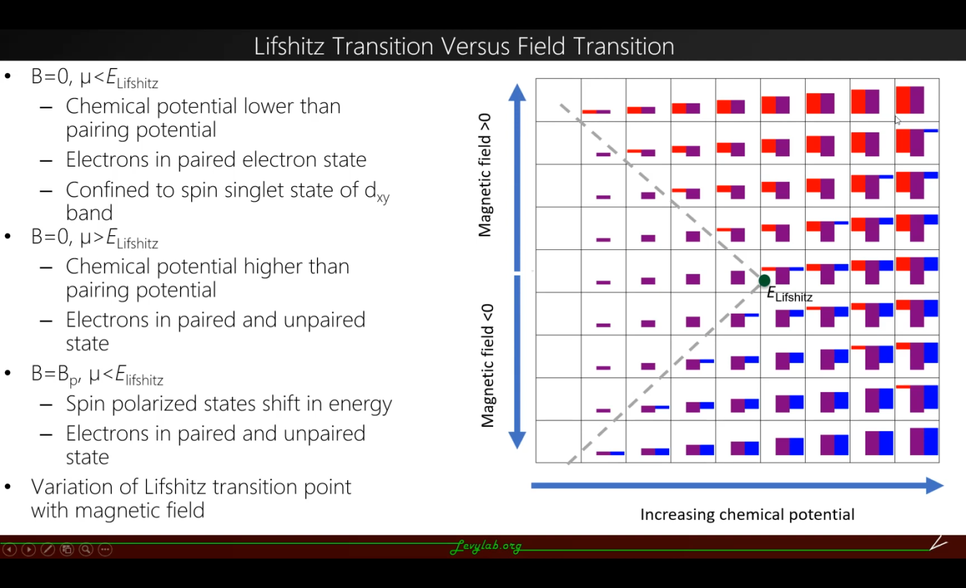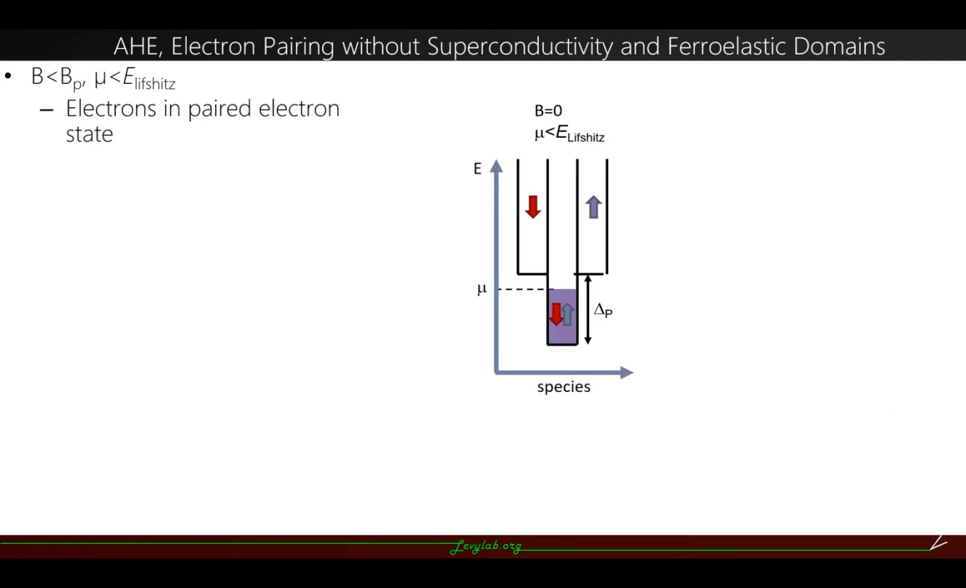If we consider this case over here, the purple is the paired state and the red is the spin polarized down unpaired state. And if we consider this particular case over here, again we have the paired state, and the blue is the unpaired electron in the spin polarized up state. These cases over here are the intermediate cases where we have both spin polarized up and down unpaired states and paired states. Now I would also like to introduce some concepts on how the domains can come into the picture.